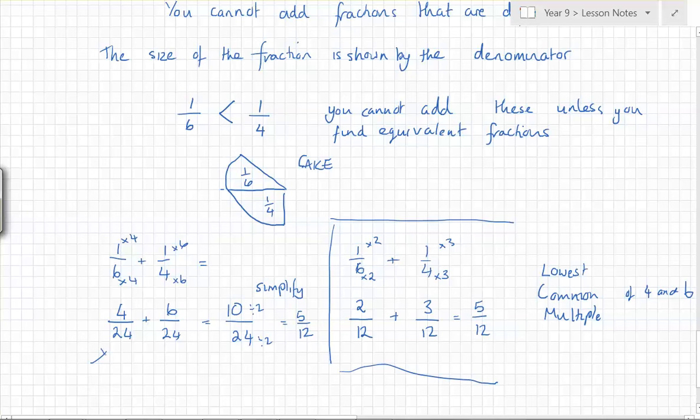Here, 24 is a common multiple, right? Multiple, but that means I have to simplify after. So it's nice if I can get the lowest common multiple in there. Okay, makes sense.